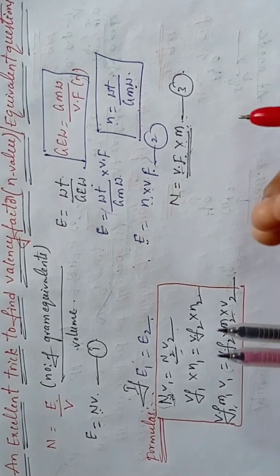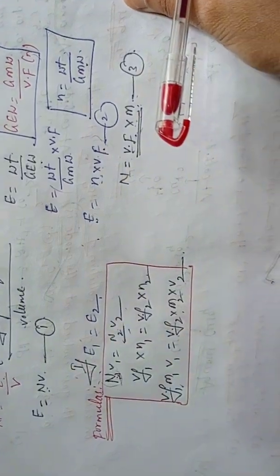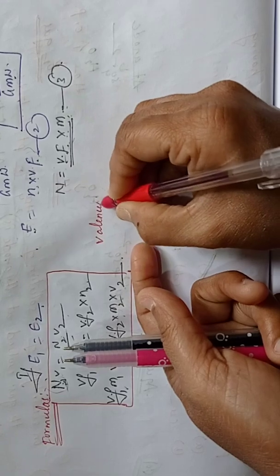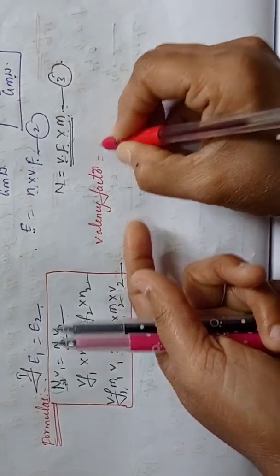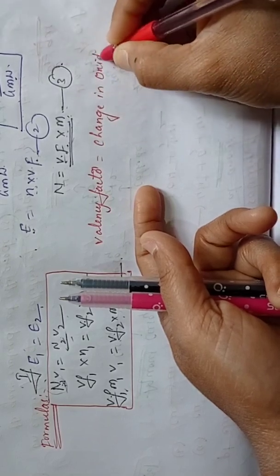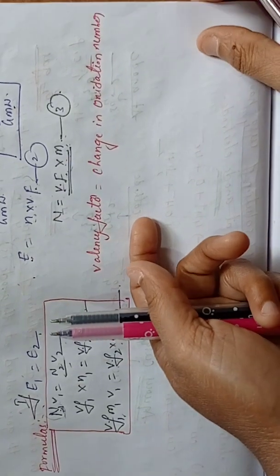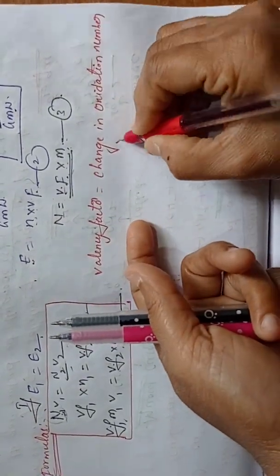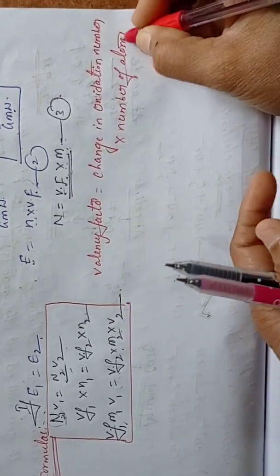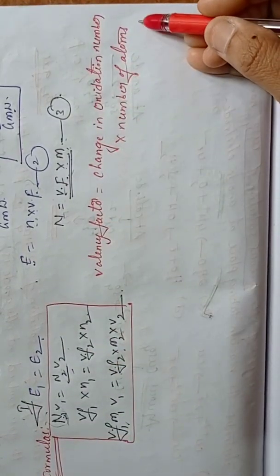Next, how to find the valency factor. First of all, what is the valency factor? Valency factor is equal to the change in oxidation number into the number of atoms. Are you following, students? So that is how to find the valency factor: change in the oxidation number into number of atoms.